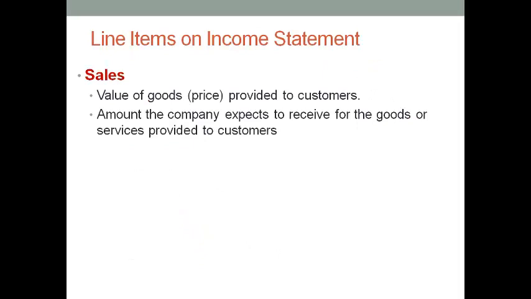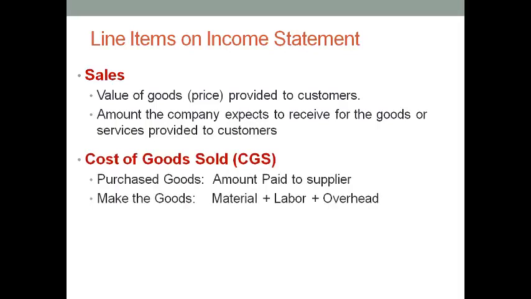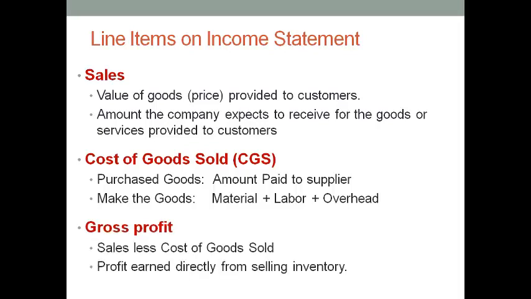The amount the company expects to receive for the goods or services provided to customers is sales. Cost of goods sold represents only either the cost paid to buy from a supplier or the cost to make the goods. Gross profit is the sales price less the cost to buy or make the goods. This is the profit earned directly from selling inventory.